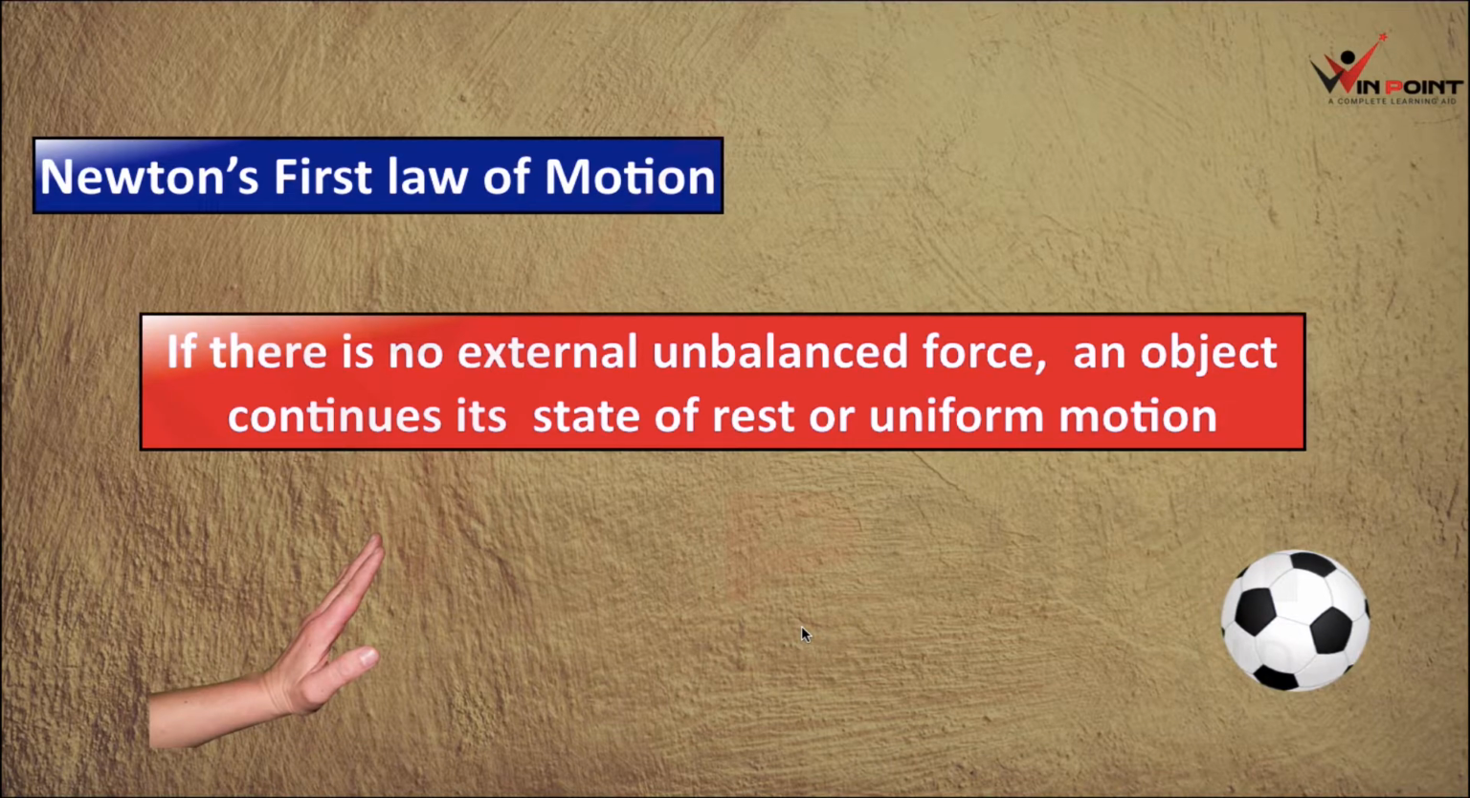So the law states that if there is no external unbalanced force, an object continues its state of rest or uniform motion. When we are pushing an object, it is an unbalanced force. When we are stopping an object, it is an unbalanced force. If we are applying forces from both sides, then it is a balanced force. If it is equal, it is a balanced force. We need to understand that only an unbalanced force can make the object move.